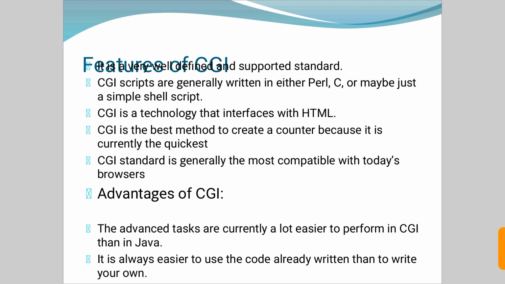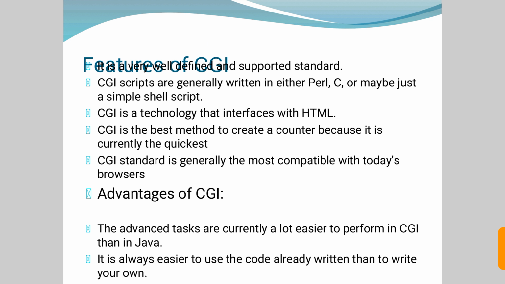Next topic is features of CGI. CGI scripts are generally written in either Perl, C, or maybe just a simple shell script. CGI is a technology that interfaces with HTML. CGI is the best method to create counters because it is currently the quickest. And the last one is that the CGI standard is generally the most compatible with today's browsers.